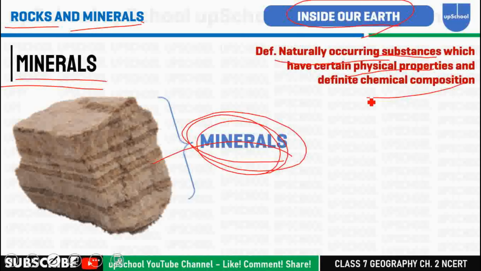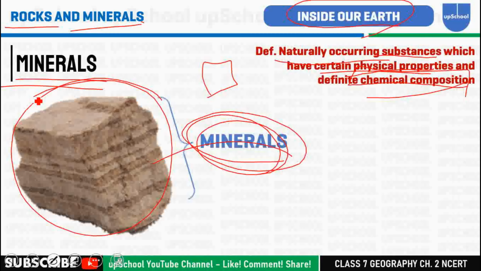Certain physical properties means that some minerals are kind of crystal-like, and some minerals can be a different color. So they have certain physical properties and a definite chemical composition. Examples of minerals are maybe iron ore, gold, etc. Minerals are very important for us because minerals are used in fuels, and fuels are very important for us, such as petroleum, natural gas, etc. So minerals are very useful for us, and minerals are found in rocks.